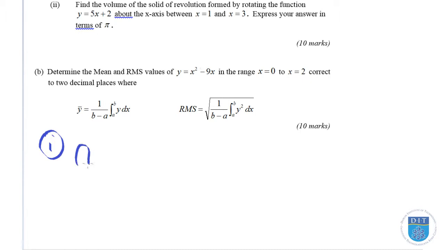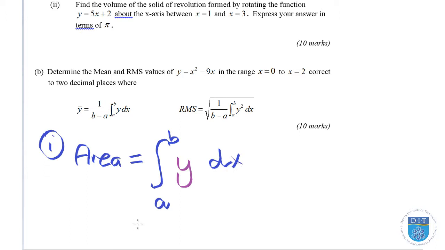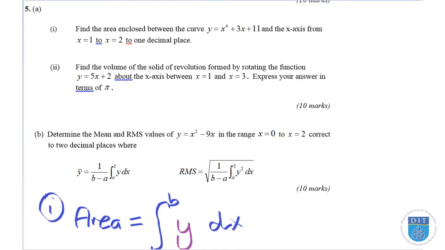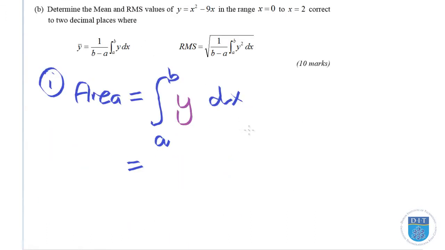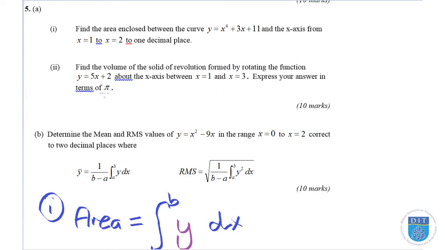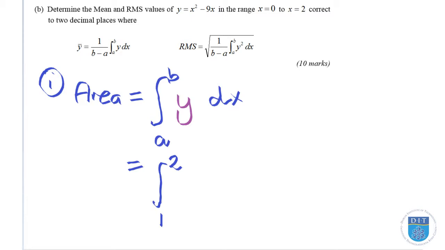The little formula, if you wanted a formula for it, would be the integral from a to b of the function y dx. So for this question, the function was x to the 4 plus 3x plus 11, and the limits are from 1 to 2. So I'm integrating from 1 to 2 of x to the 4 plus 3x plus 11 dx.